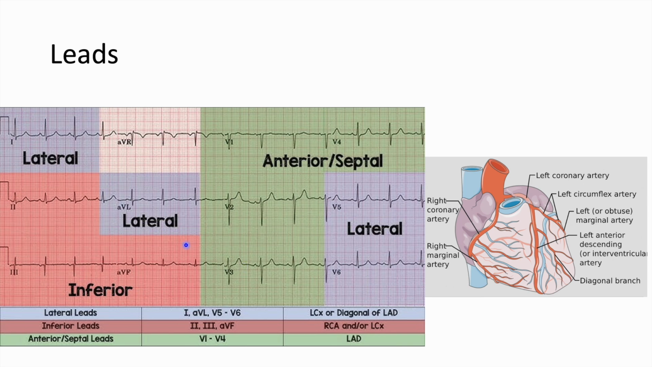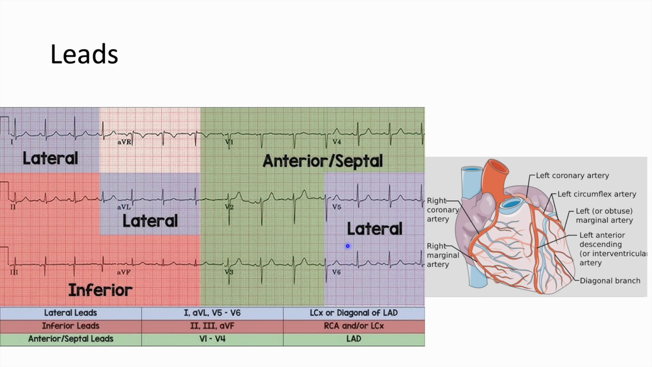The way I like to remember this is the AV one kind of gives it away for me. So you have AVL for lateral, or left lateral, and then you have AVF, I think of floor, so inferior. And then you have your anterior septal. I just think of the V's, V1, V2, V3, V4. All of that is your anterior septal. And then that kind of starts to transition into lateral. So you can't have like an anterior lateral complex.